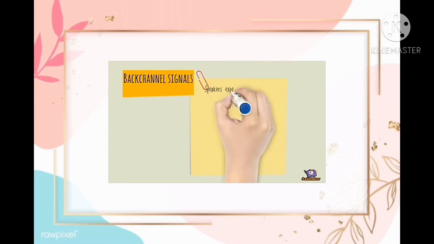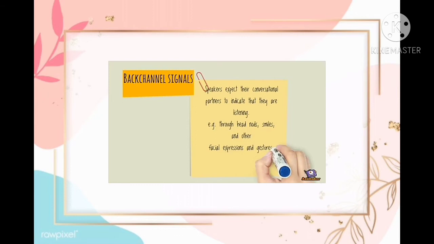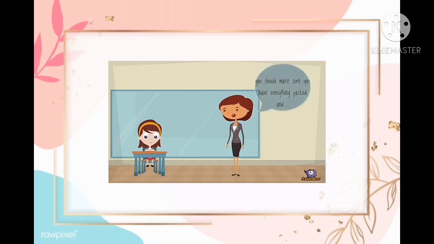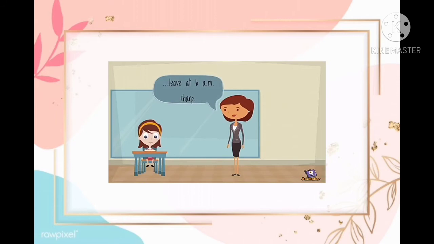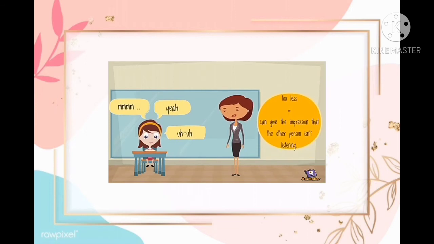Speakers expect their conversational partners to indicate that they are listening through head nods, smiles, and other facial expressions and gestures. The most common vocal indications are called back-channel signals. These types of signals provide feedback to the current speaker that the message is being received and that the listener is following. Less of these than you expect can create the impression that someone is not listening. More than you expect can give the impression that you are being rushed along.